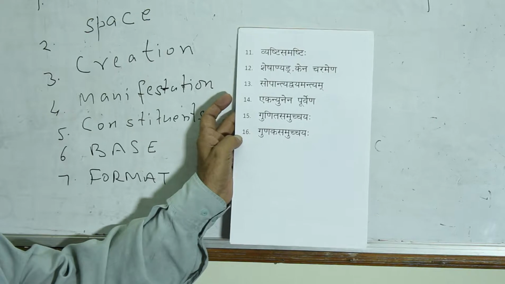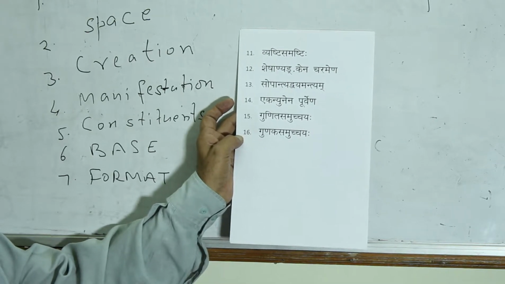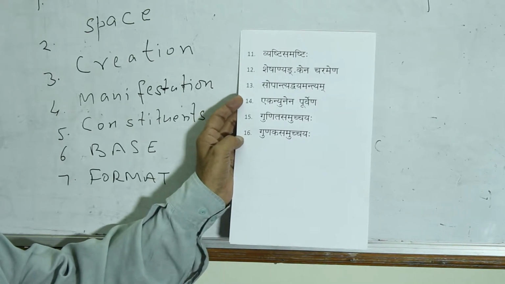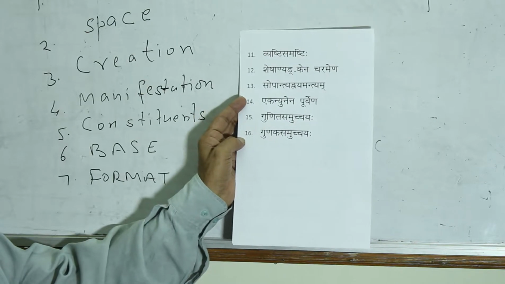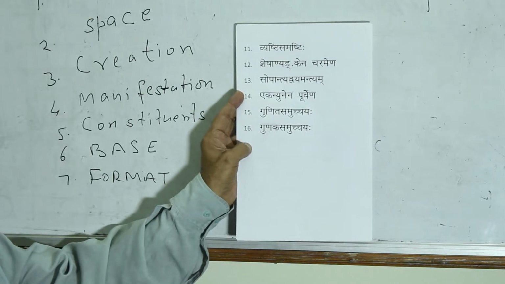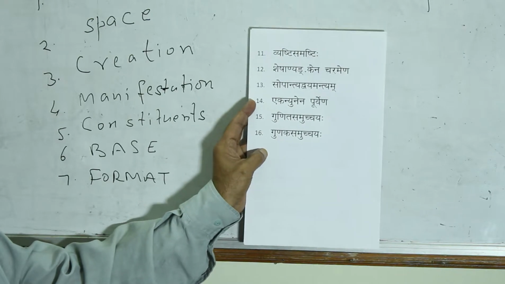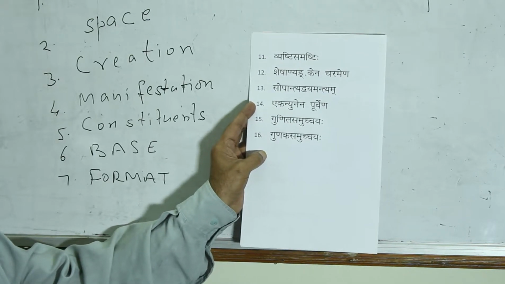Sopantyadvayamantyam is the 13th sutra. Ekanyunena Purvena is the 14th sutra. Gunita Samuccayah, Gunaka Samuccayah is the 16th sutra.